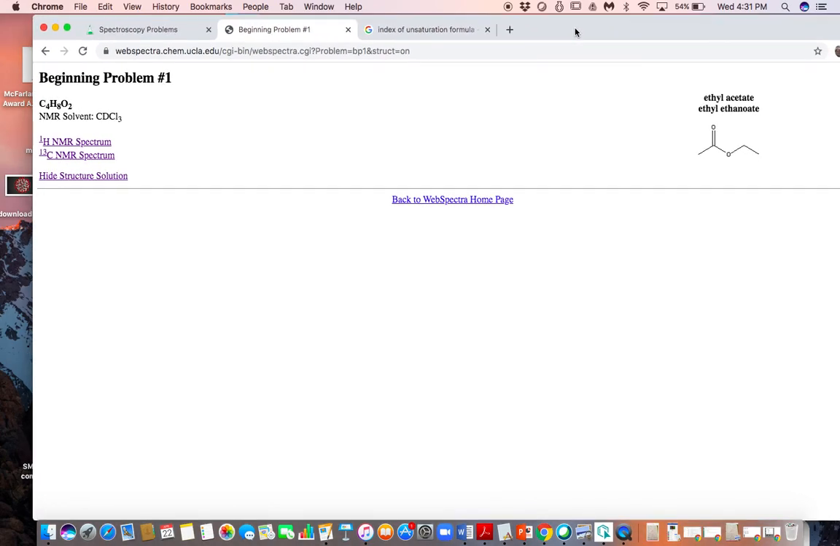This is one of the more difficult aspects of OCHEM, so be patient with it. But as long as you're patient with it, it should come. All right.